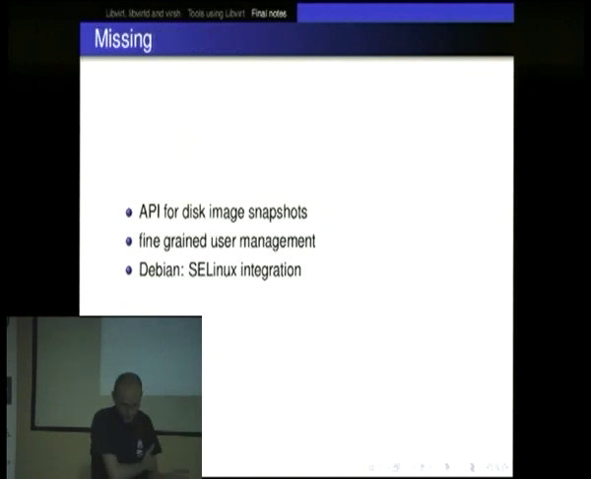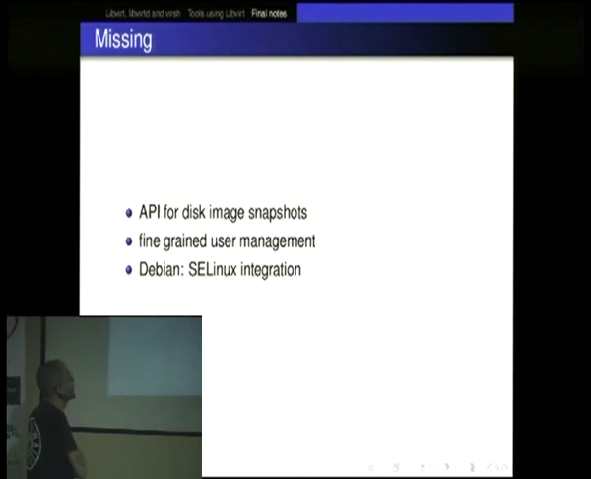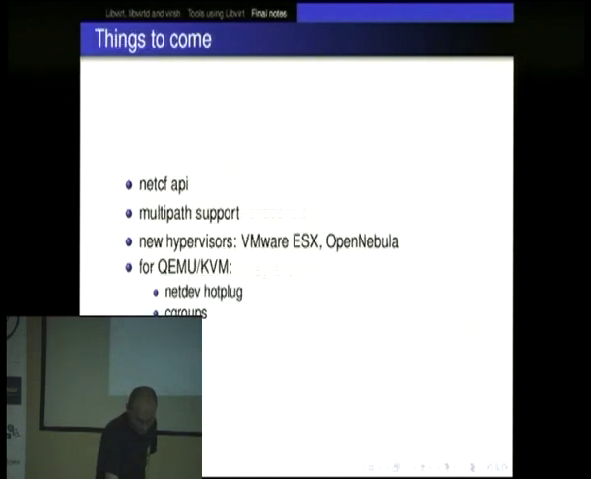So what is missing in libvirt? We don't have a nice API for doing snapshots. So you can snapshot machines and discard them or go back in time and all these kinds of things, which are actually supported in different hypervisors, but libvirt just offers no API for it. And there's no fine-grained user management. Either you can do everything with the virtual machine or almost nothing, like you only get access to a VNC display or can display virtual machine configurations. So there's no possibility to have a user that is not able to create new virtual machines but is able to add new disk images or something like that. Fedora actually has some nice SELinux integration, and Debian doesn't have this at the moment. That would be nice to have.